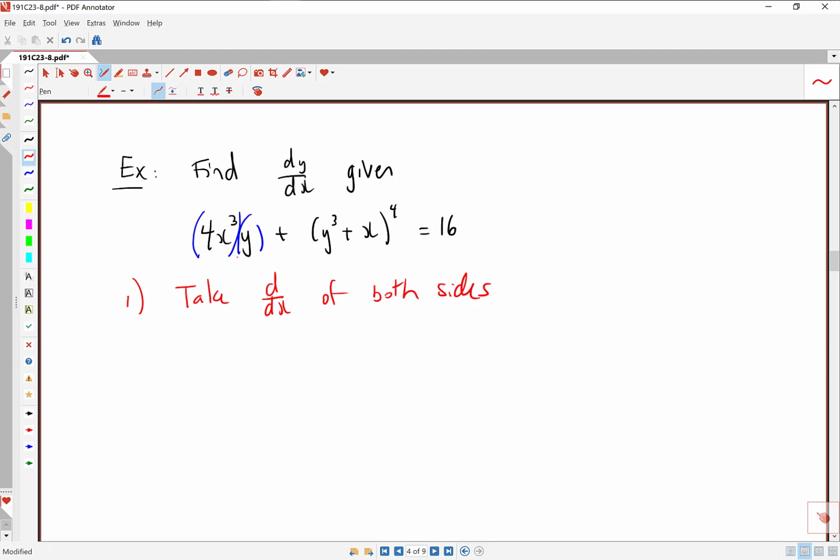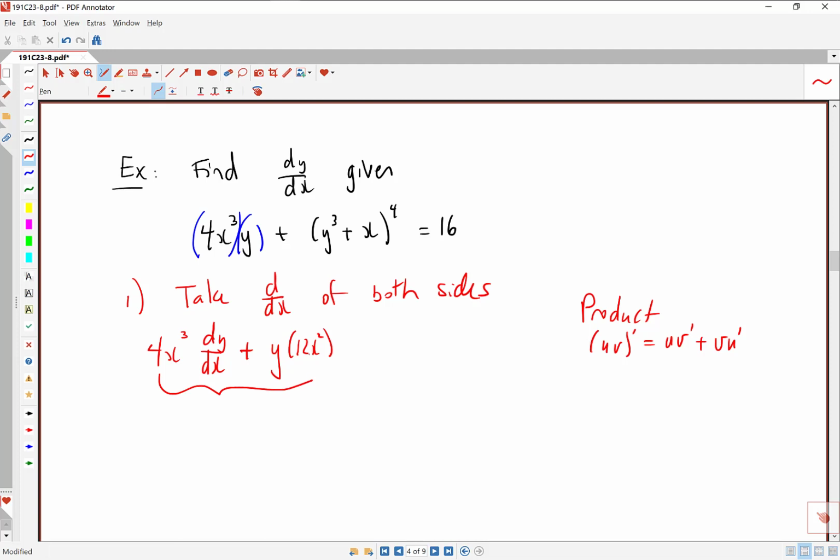So first term, we're going to do our product rule. If we want, we can write the product rule out again. uv, all primed, is u v prime plus v u prime. Okay, so we'll take our first factor, which is 4x cubed, multiply by the derivative of y with respect to x, so that's dy by dx, plus, we're going to do it the other way around, y times the derivative of the first factor, which is 12x squared. So that's our product rule done.